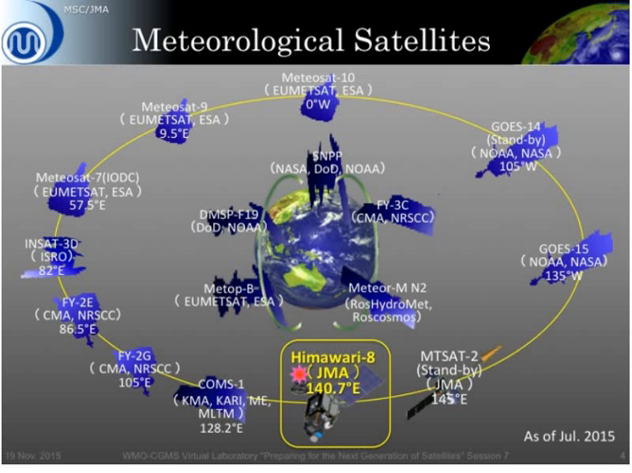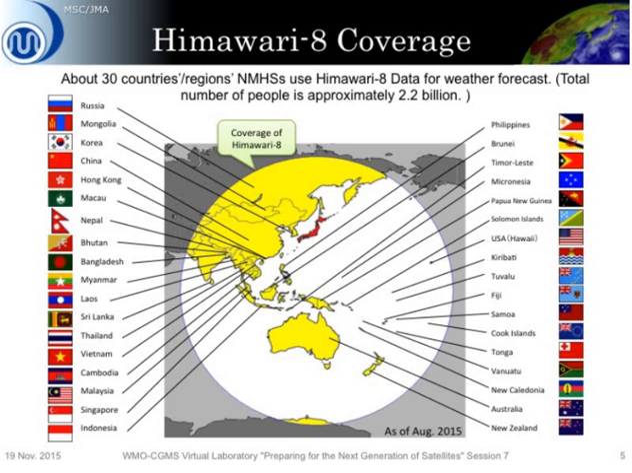JMA's new geostationary satellite, Himawari-8, here stays about 140.7 degrees east longitude. Okay, this map shows the coverage of Himawari-8 observation and countries included in the area.